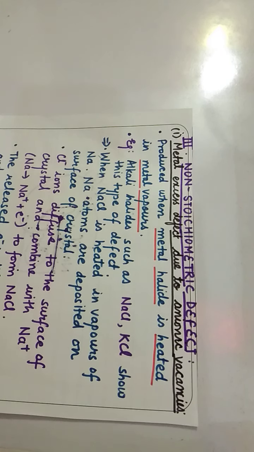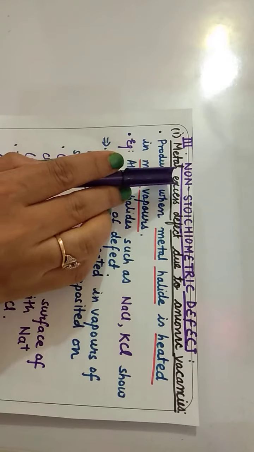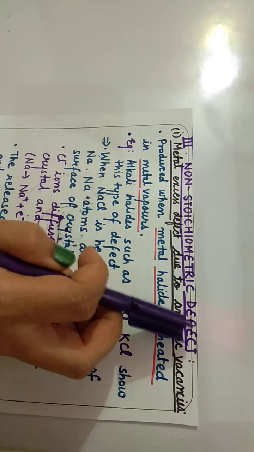Welcome all children. As we were studying about the types of point defects, we have covered the two types of point defects that are stoichiometric defect and impurity defect. Today we'll be covering the third and last type of point defect, that is non-stoichiometric defect.